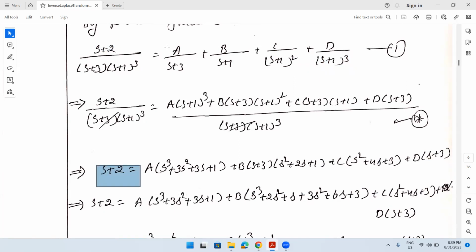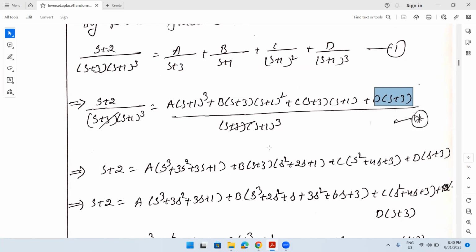On the left hand side we get A into (s plus 3) whole cube, B into (s plus 3) into (s plus 2) whole square, and C into (s plus 3) into (s plus 1), and D into just (s plus 3). So that's the thing.